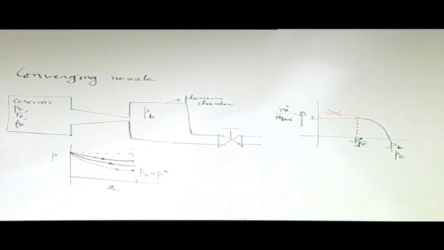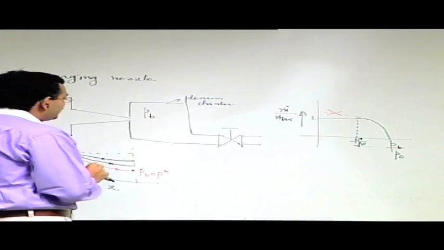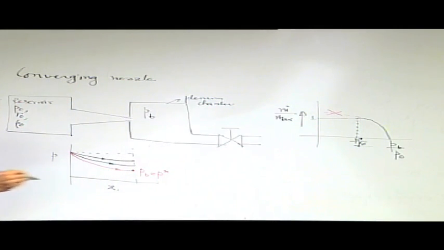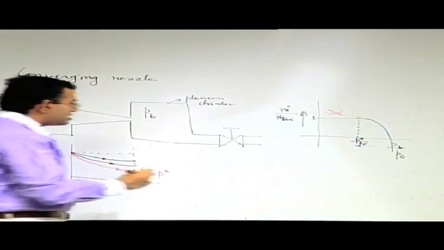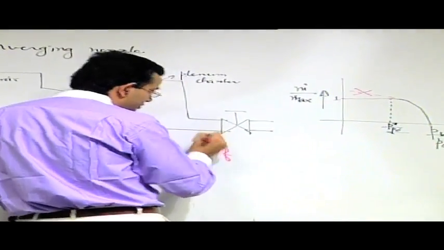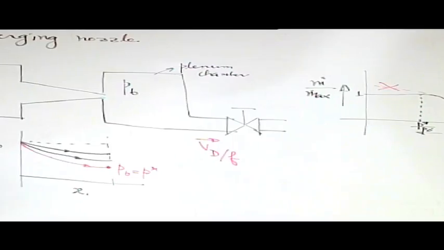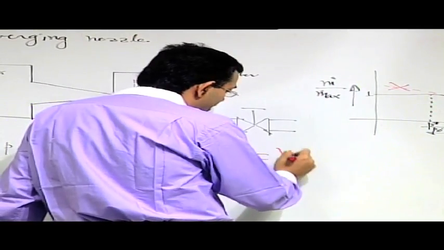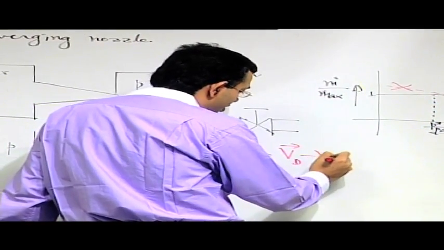Physically, why does it happen? Remember that when you reduce the back pressure, it is a pressure perturbation. This pressure perturbation travels within the fluid medium at the sonic speed relative to the fluid medium. So if you write the velocity of the disturbance relative to the fluid, it is equal to the velocity of the disturbance minus the velocity of the fluid.